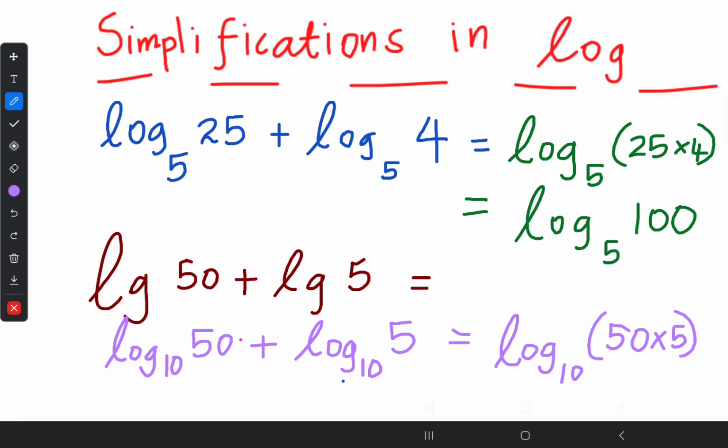I'll write it over here. Log base 10, 50 times 5, it's 250. This is the way you should do the logarithmic simplification. If there is any addition, it will become a multiplication. Similarly, if there is any subtraction, that will become a division. That's the thing we are going to study next.